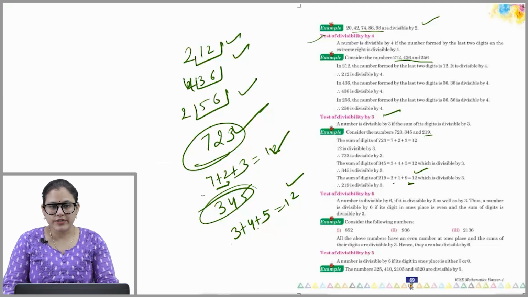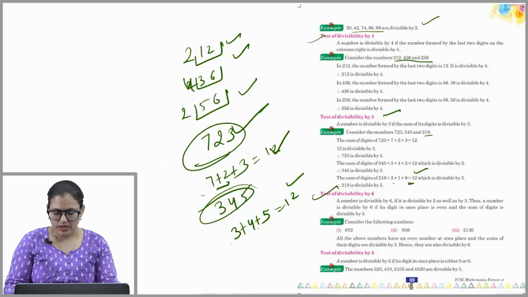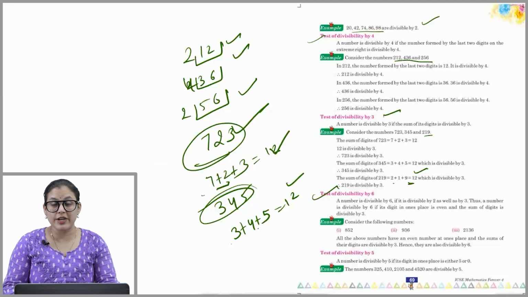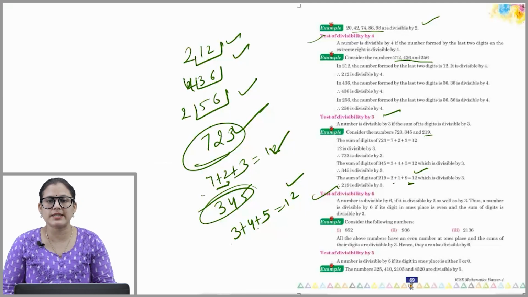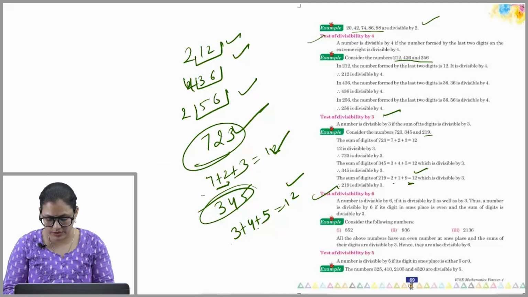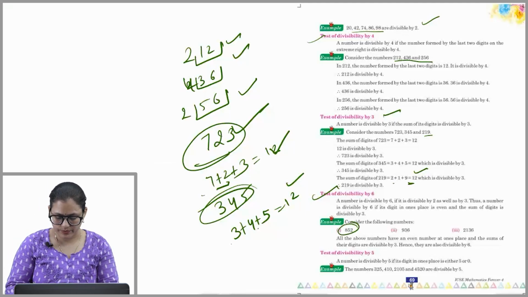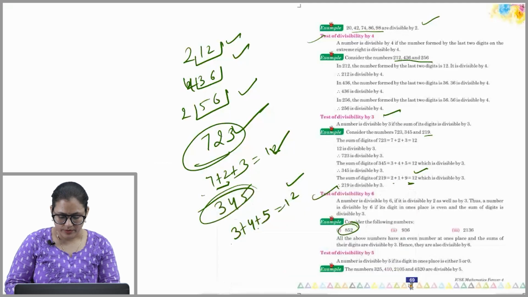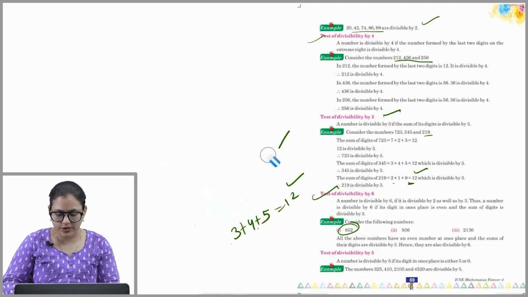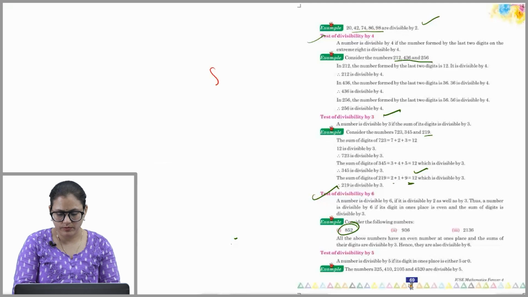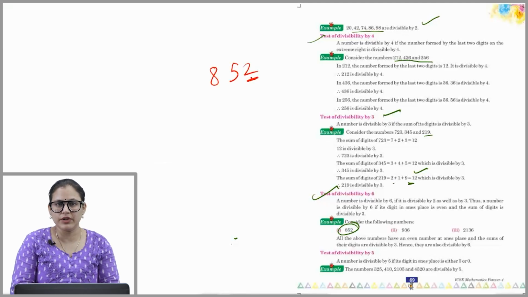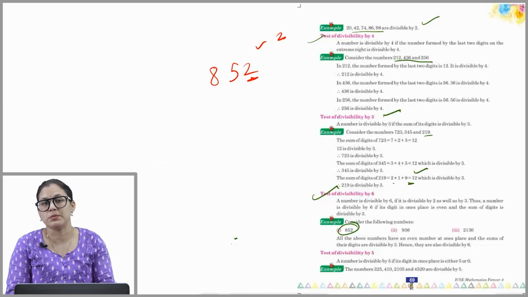Now, test of divisibility by 6. A number is divisible by 6 if it is divisible by 2 as well as 3. Thus, a number is divisible by 6 if its digit in one's place is even and the sum of digits is divisible by 3. For example, 852. Okay. 852, 2 is at units place. It's an even number, it is divisible by 2.